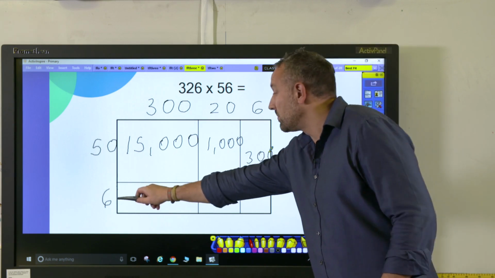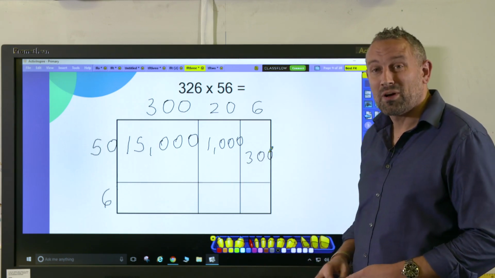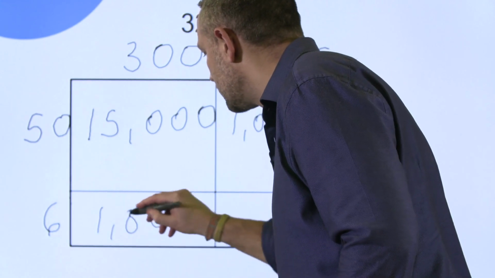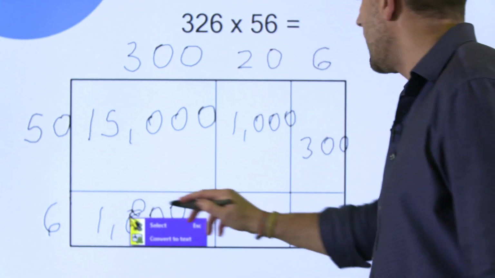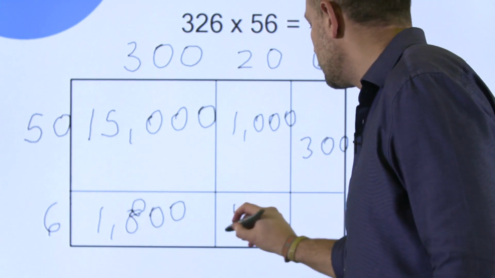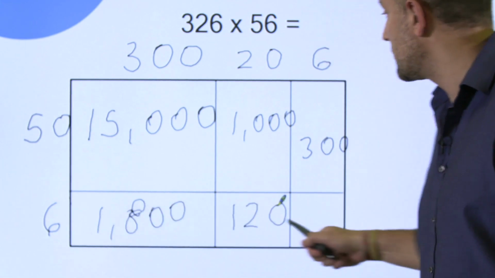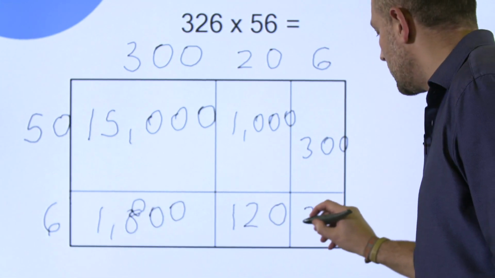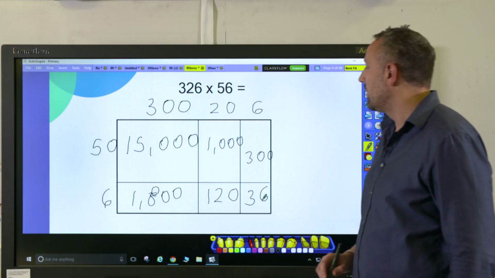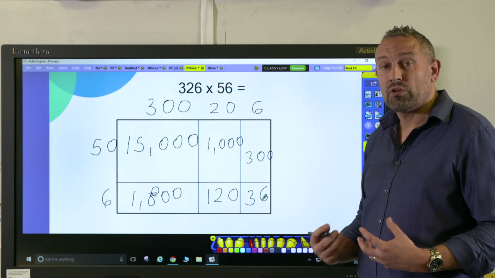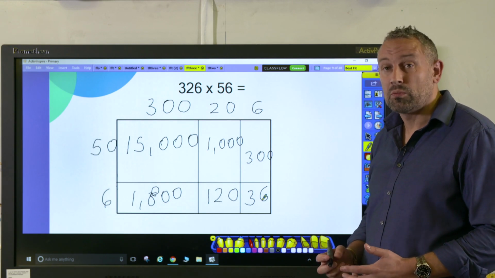And now on to the bottom. So we have 300 multiplied by 6, which is 1,800. And then we have 6 times 20, which is 120. And then 6 times 6, which is 36. So there we have our numbers, and you can see they're a lot larger, and children need to be confident with those larger numbers, adding them before we move on.